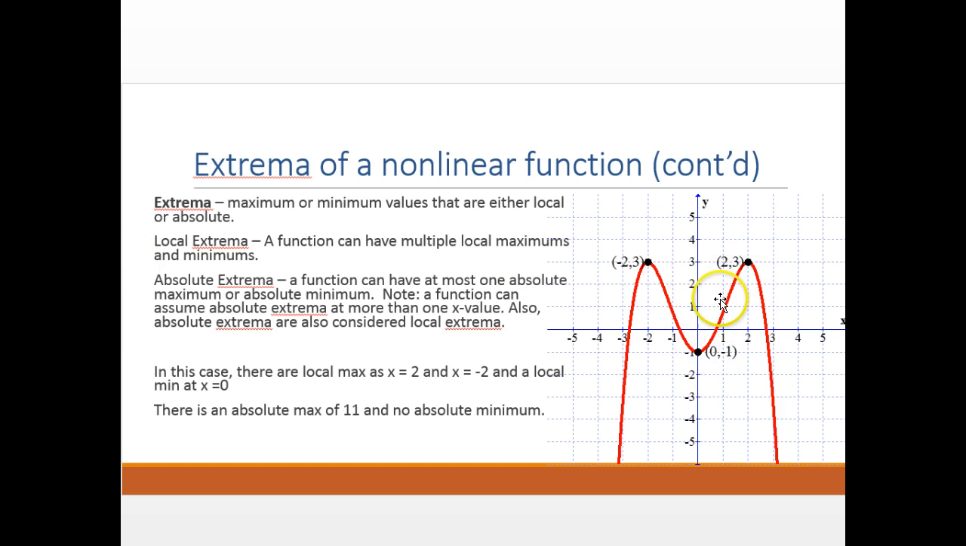Now these maximum and minimum are all part of what's called extrema. Extrema are either local or absolute. In this case, notice we have two maximums. In this case, they're both absolute maximums. Okay, but notice the absolute maximums have different x values, but the same y value. They both go up the same height. In this case, we have a local minimum or a local extremum.